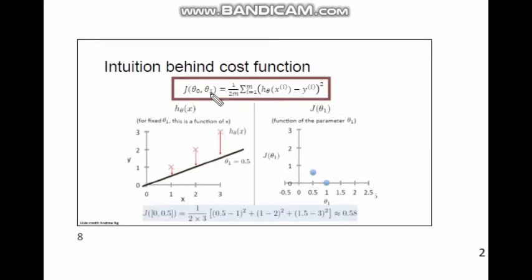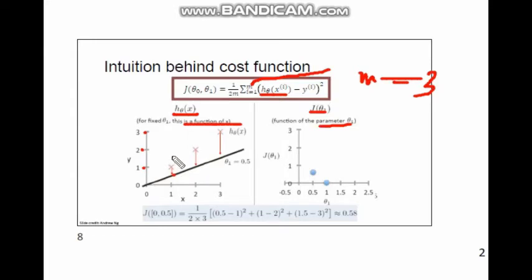Where m is the number of training examples. As shown here, the training examples are 1, 2, and 3, so m equals 3. Next, we need to know the two key functions, which are h theta(x) and J(theta 1). h theta(x) is a function of x, while J(theta 1) is a function of the parameter theta 1. So as an example, we need to predict h theta(x i), which is here.